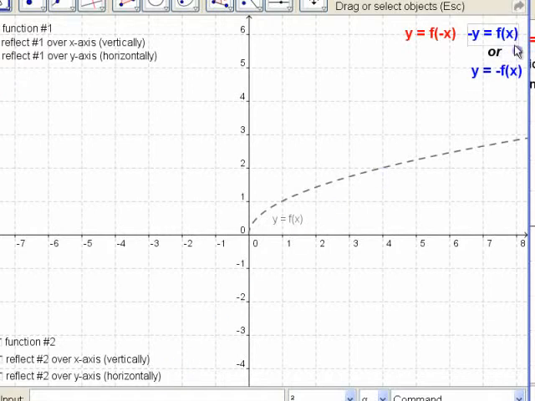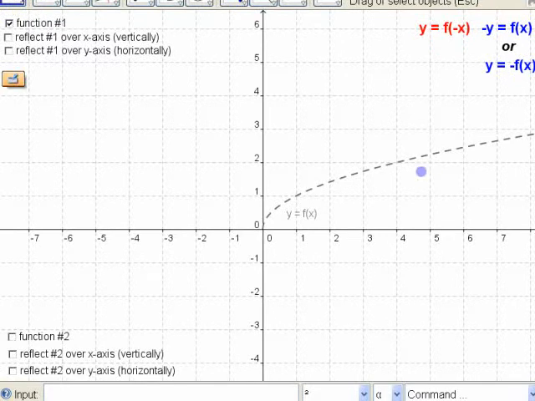Okay, so up to now we have two kinds of reflections. We haven't looked at the third kind. The two kinds we have are if we have some kind of a function here. When you reflect over the x-axis, it's called a vertical reflection. So don't get that mixed up. Reflecting over the x-axis is reflecting vertically.